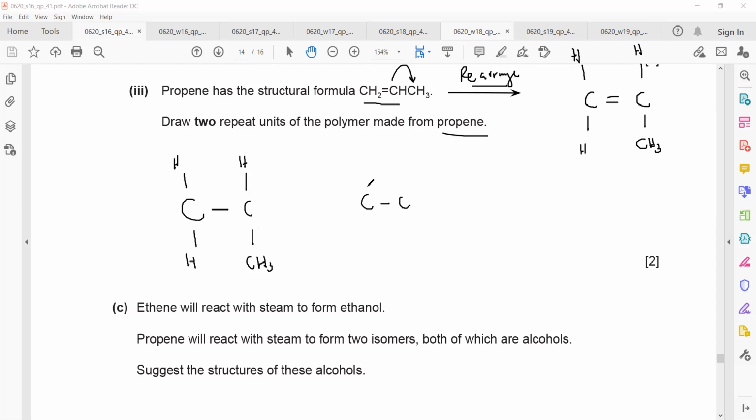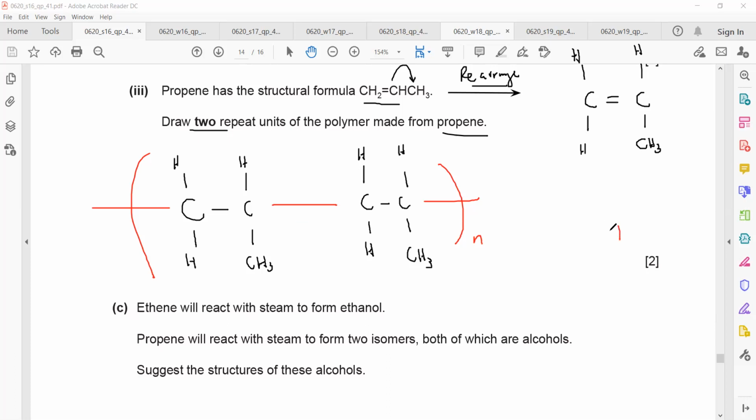In the question they mentioned to draw two repeat units, so I have to draw the monomer twice because I need two units. Now we will break the double bond and put a bracket and write n. That is important. The bracket and n will give you 1 mark, and the structure of the monomer will give you the second mark. So that is why it is 2 marks.